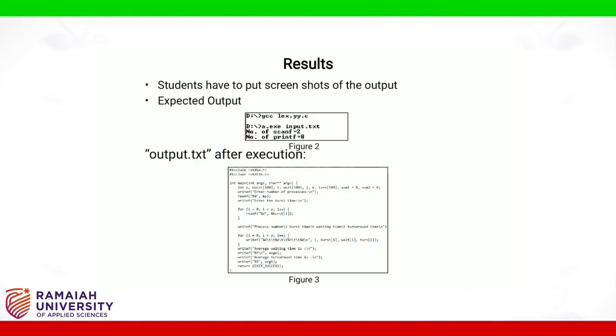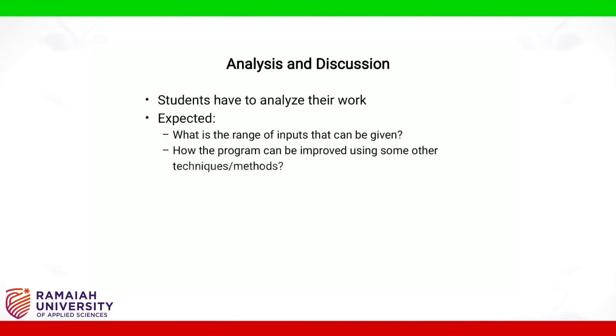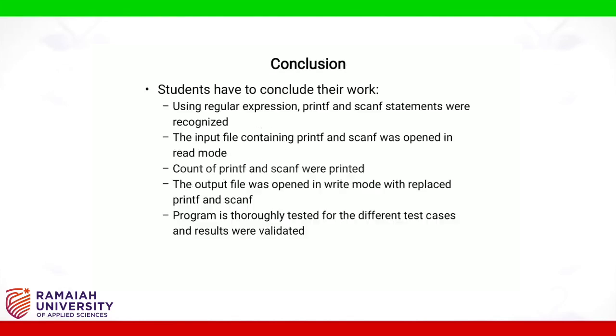In results, students have to put screenshots of the output. The expected output is shown in figure 2, and the output.txt file shows the output as shown in figure 3. In analysis and discussion, students have to analyze their work mostly in terms of what is the range of inputs that can be given, how the program can be improved using some other techniques or methods.